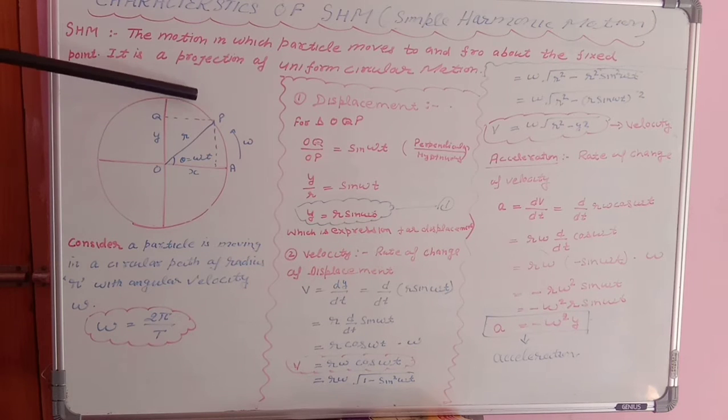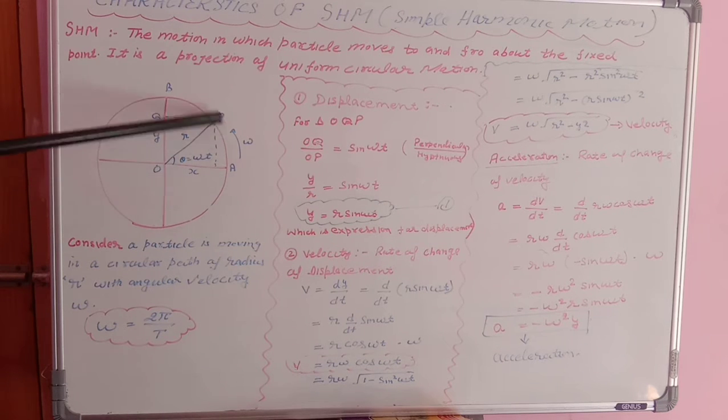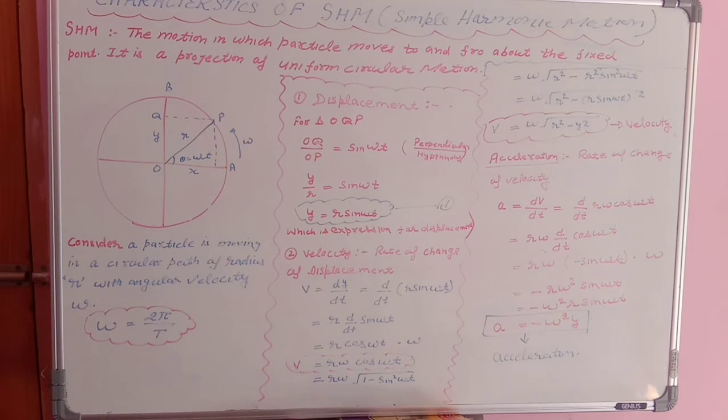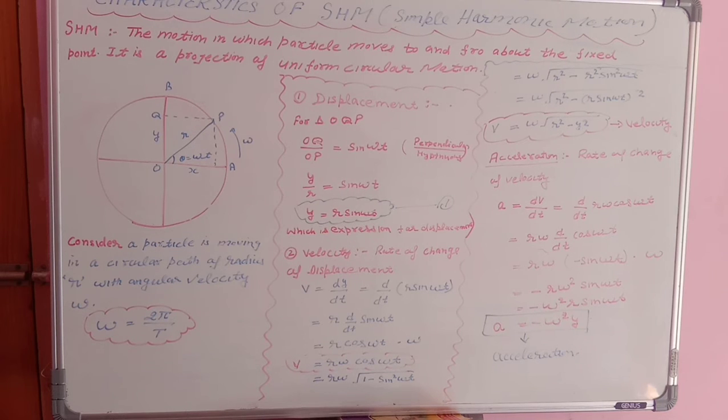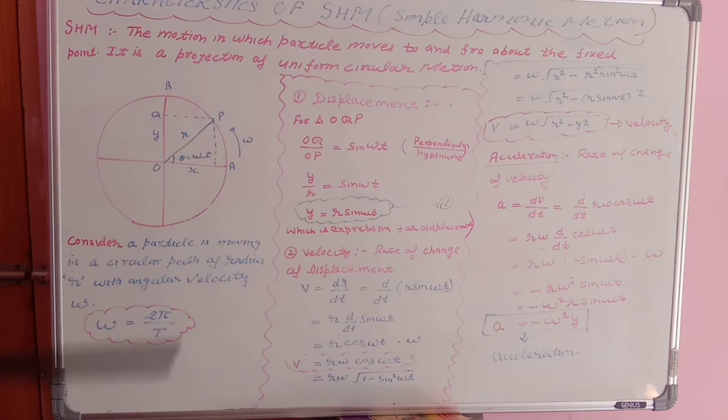Let us suppose at any time this P is the position of the particle and it is making angle theta, meaning angular velocity is omega and its angular displacement is theta. So you know that angular displacement upon time is equal to angular velocity. From there you can calculate that angular displacement is equal to angular velocity multiplied by time. So you will get theta is equal to omega t.